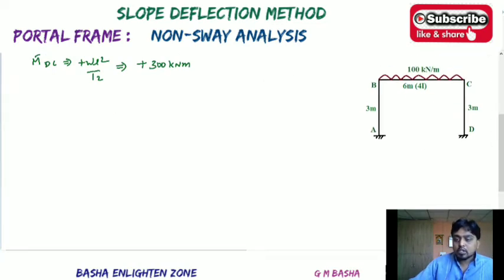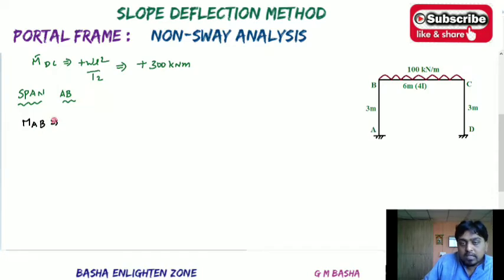The next step is the calculation of the final moments based on the slope deflection equation. So first, talking about the span AB. I already explained this so many times. First one will be MAB, means we are at A and seeing B. So in the AB span, the MAB moment.